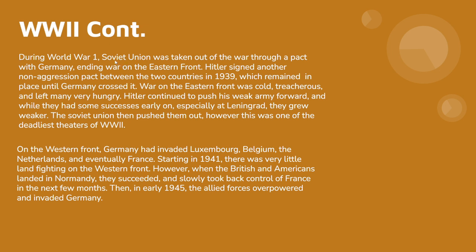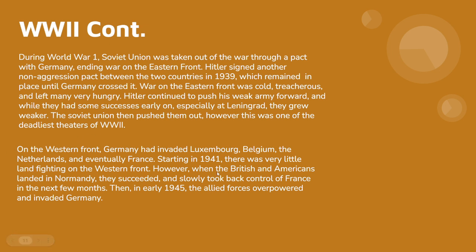During World War I, the Soviet Union was taken out of the war through a pact with Germany, ending war on the Eastern Front. Hitler signed another non-aggression pact between the two countries in 1939, which remained in place until Germany crossed it later. War on the Eastern Front was cold, treacherous, and left many hungry. Hitler continuously pushed his weak army forward, and while they did have some success early on, especially at Leningrad, they began to grow weaker and lacked supplies to continue. The Soviet Union then pushed them out. However, this was one of the deadliest theaters of World War II.